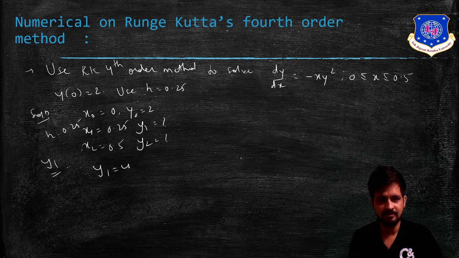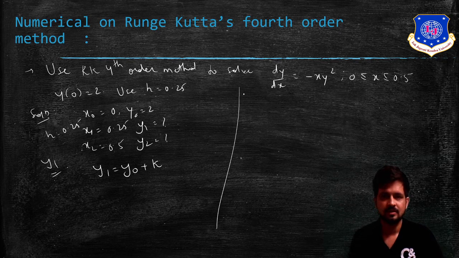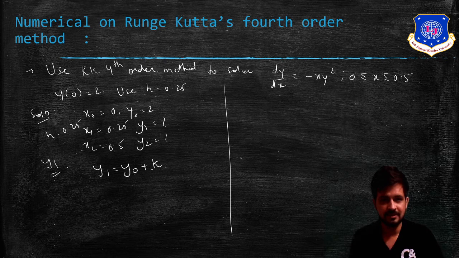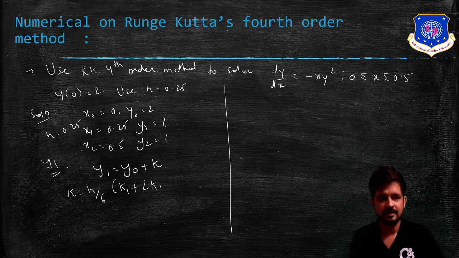I am just writing the formulas. You have to solve the numerical by yourself. y1 is equal to y0 plus k, but for finding the value of k, you need to remember this formula: h by 6 into k1 plus 2k2 plus 2k3 plus k4.